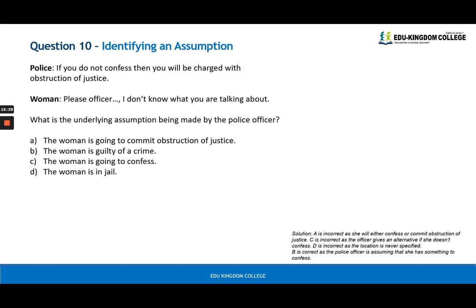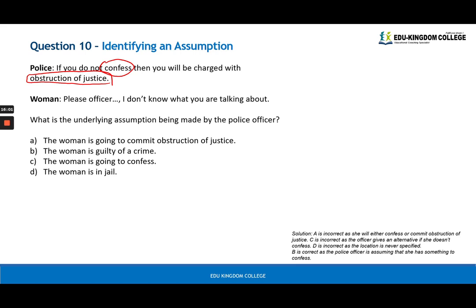And this last question, the police asks, if you do not confess, then you will be charged with obstruction of justice. Police officer, I don't know what you're talking about, the woman replies. What is the underlying assumption being made by the police officer? So if you don't know what this obstruction of justice means, you can derive that the police wants the woman to confess something. The word confess means to own up to something that you did wrong. Okay, so he is definitely assuming that she did something wrong.